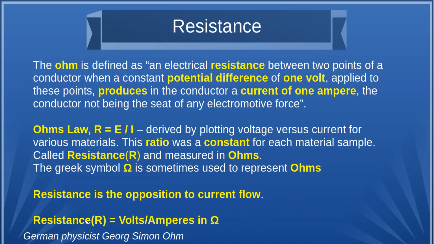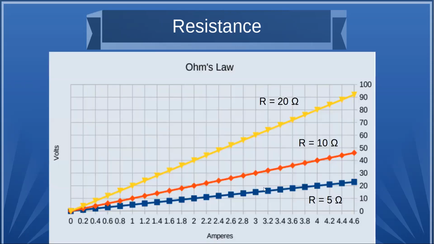Okay, so resistance turns out to be equal to the volts divided by the amperes, and we measure it in ohms. Here's a plot similar to how he did it. And for each resistance value, which is the slope of these lines, and I've seen some pictures of his actual plots, and they varied along the line a little bit, but they were essentially a straight line.